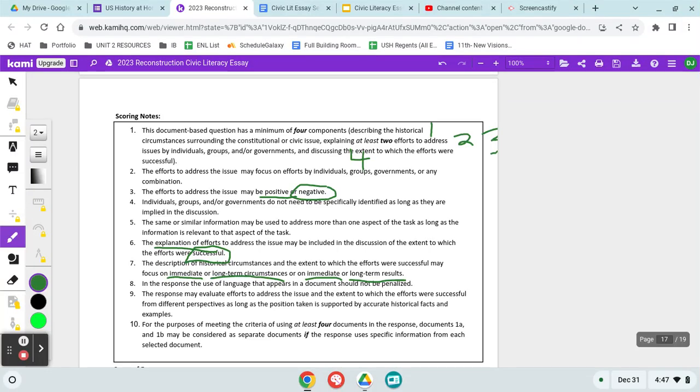You can discuss events that are outside of the timeline of the documents. This is going to be a great key for outside information. Another key is that they can't mark off points for misspelling, right?